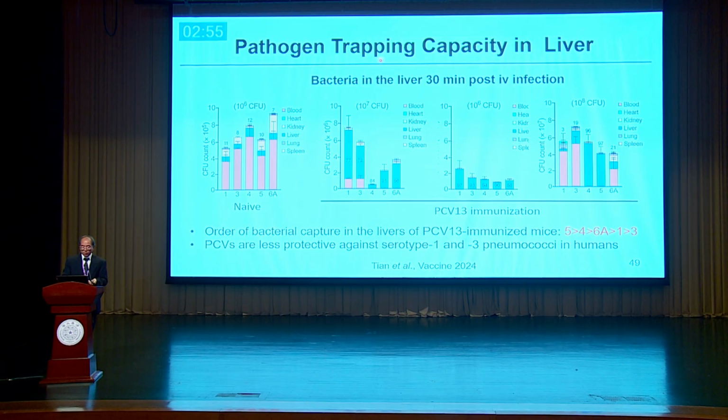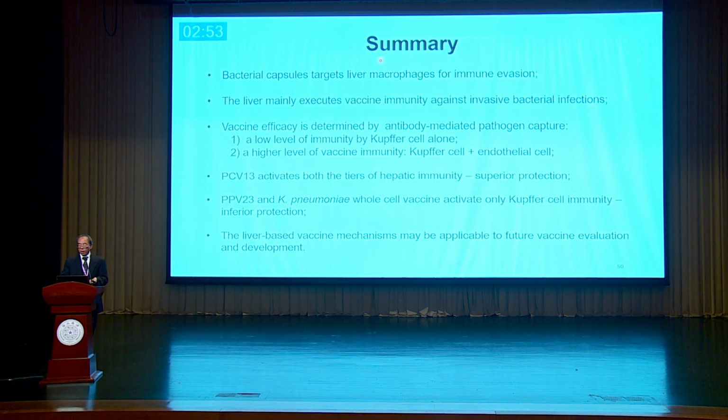that are infected by different serotypes. Let me quickly summarize what I just showed you. The bacterial capsule targets the liver macrophage for immune evasion. The liver mainly executes vaccine immunity against invasive bacterial infections. Vaccine efficacy is determined by antibody-mediated bacterial capture, a low level of immunity by Kupffer cells alone, and a high level of immunity achieved by a combination of Kupffer cells and endothelial cells.